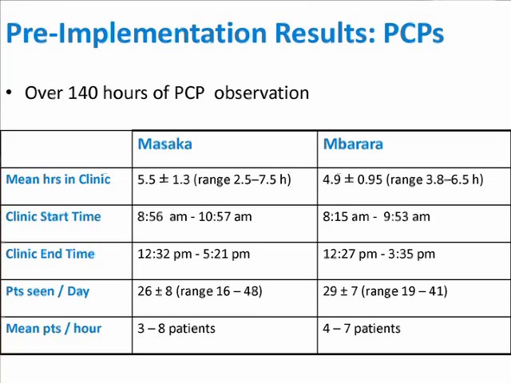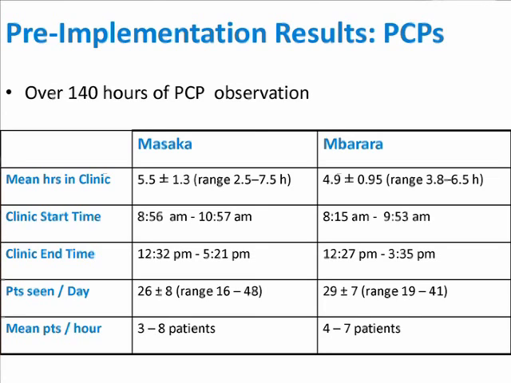If you look at the clinic end times, again, one day it ended at 12:30 and another day it ended at 5:21. So huge variabilities. And then the number of patients seen, you can look at the range. One day they saw 16, so this is per provider. The range is 16 patients per day to 48 patients per day, and 19 to 41 patients per day at the other clinic. And the mean number of patients seen per hour is, again, they're pretty busy when they're working.